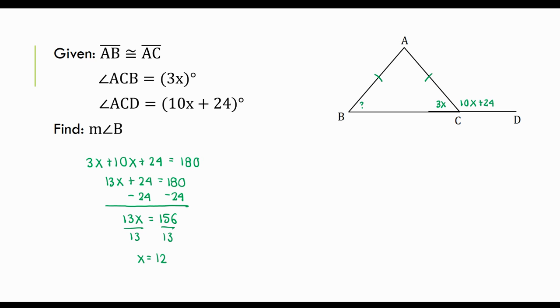Not my final answer, but now that I know what x is, that means I can find the measure of the angle ACB. So the measure of angle ACB is going to be 3 times 12. So that's a 36-degree angle. Now, with them telling us that the side AB is congruent to the side AC, remember, if those two sides are congruent, then I know that the two angles across from them are congruent. So that means we just found angle ACB to be 36, but that's actually congruent to angle B. So we actually then found our answer. Our answer is a 36-degree angle.